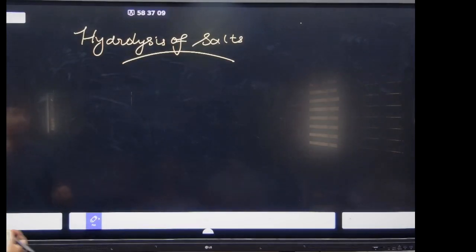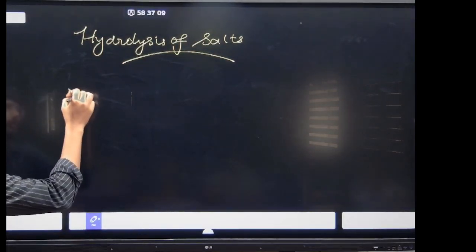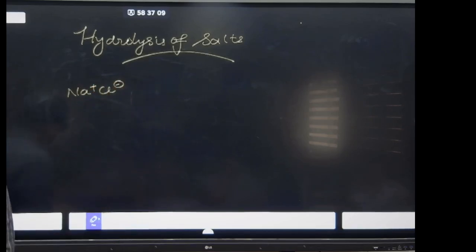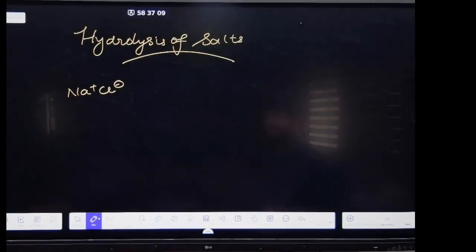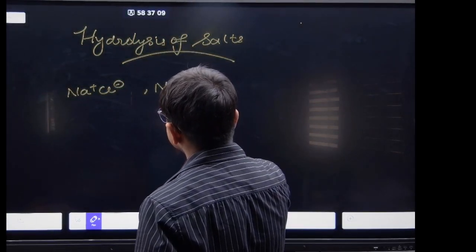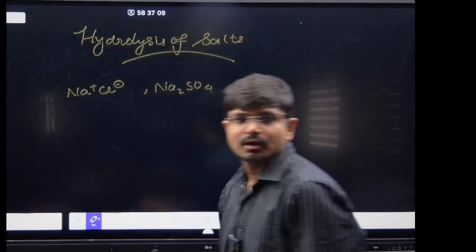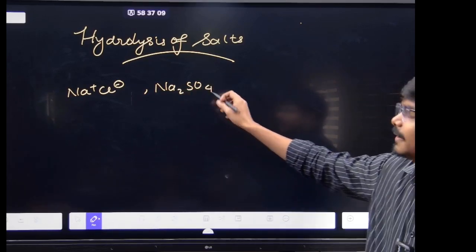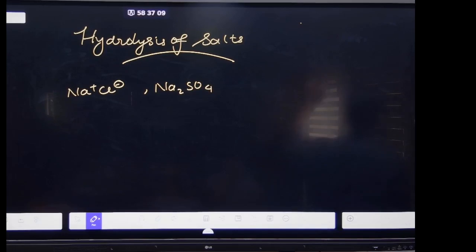So different types of salts are there. For example, the salt will be Na+ and Cl-. Again you have Na2SO4. Which is the cationic part? The cationic part here is Na+ and the anionic part is the sulfate ion. So these are basically the salts.